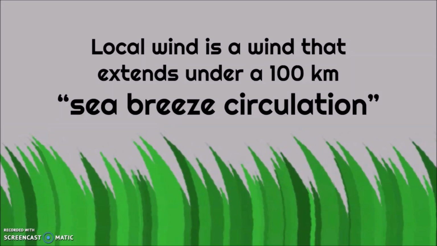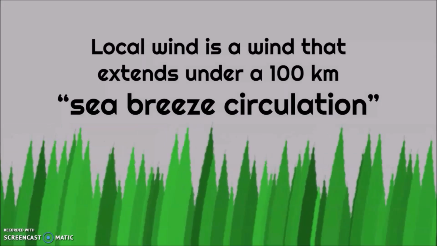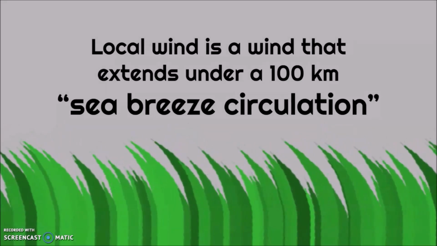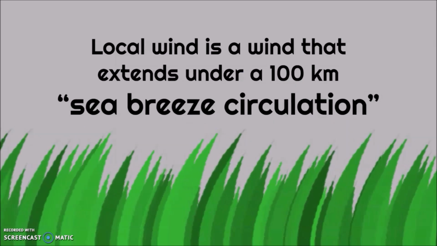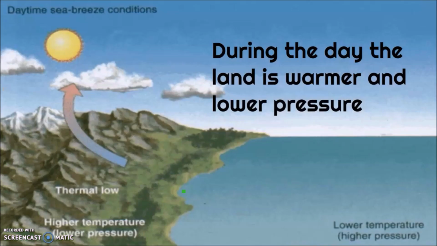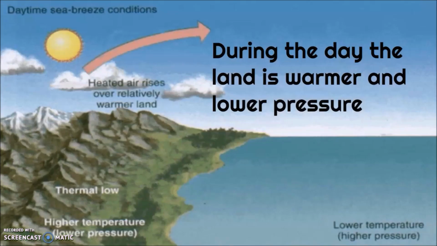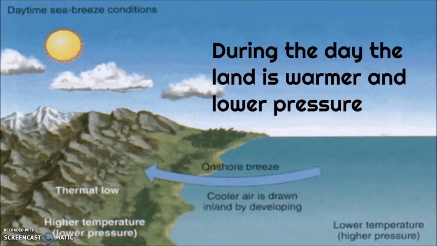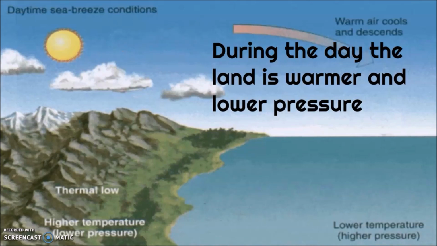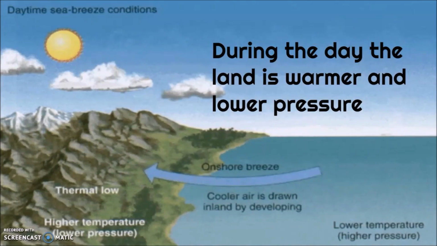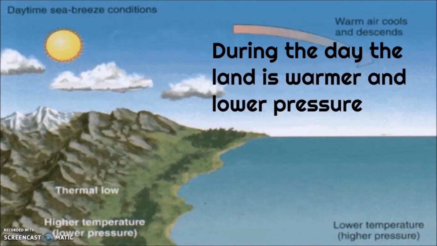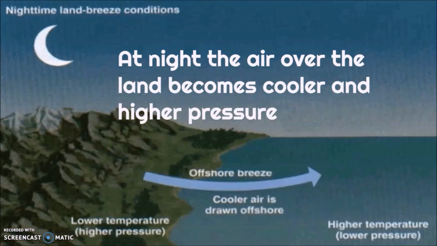A local wind is a wind that extends over an area that's under 100 kilometers, very small. We're going to discuss an example of a local wind called sea breeze circulation. In sea breeze circulation, during the day, the land is warmer and lower pressure. This causes the wind from the sea, which is higher pressure, to come in. The warm air then rises and will flow out over the sea again, where it cools and will come back on land. At night, the opposite is true.